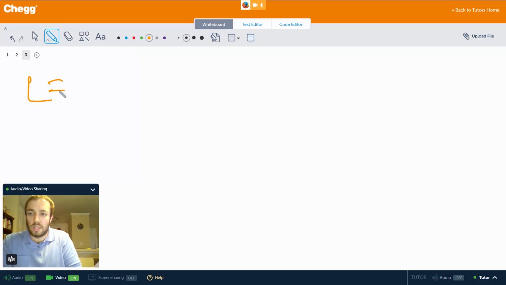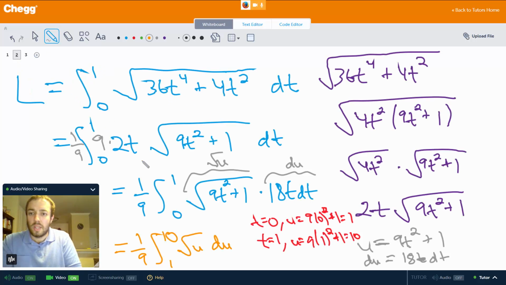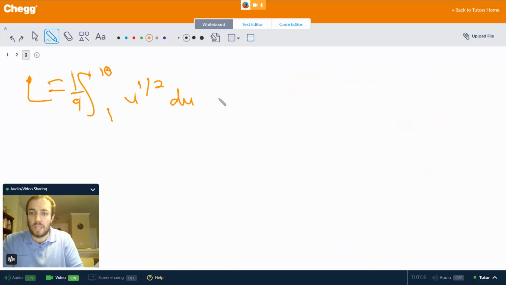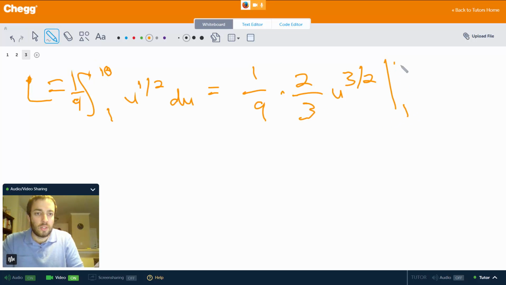So far we have L equals 1/9 times the integral from 1 to 10 of u to the 1/2 du. I forgot my 1/9 out here. All I did was take the square root and write it as u to the 1/2. Now we can say this is equal to 1/9 times 2/3 u to the 3/2, where u goes from 1 to 10. What's nice about this is we don't have to go back to our original variables, because this is a definite integral.